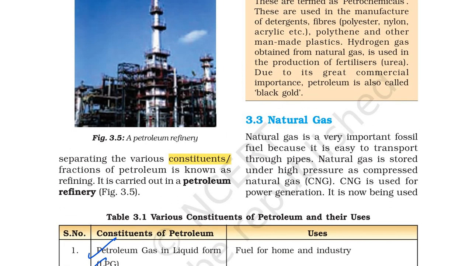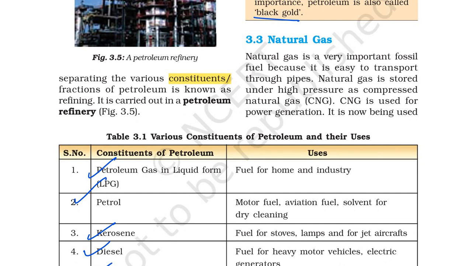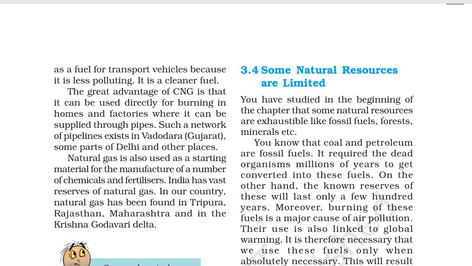And remember why it is known as black gold, because it is of great commercial importance. Then comes the natural gas. As we know, it is a very important fossil fuel these days. Why? Because it is very easy to transport through pipes. And we know that it can be stored under high pressure. As we know, it can be compressed natural gas. So yes, CNG is basically a very helpful gas, and it is used for power generation. Nowadays, it is being used as a fuel for transporting vehicles.